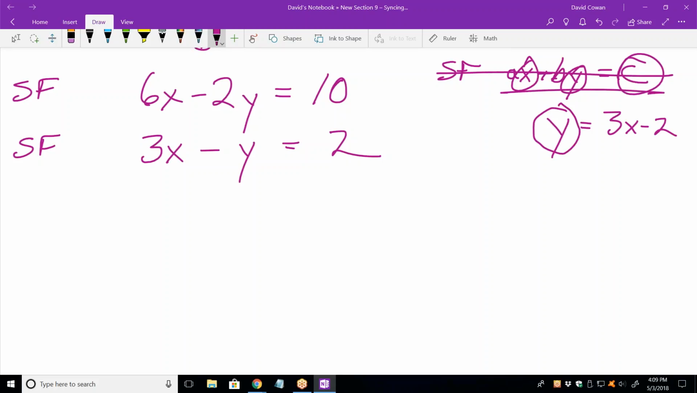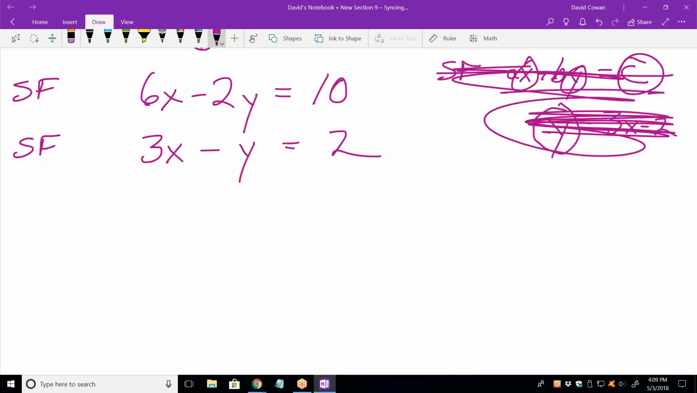Now, substitution makes more sense. So it depends entirely on how they give you the equations. So we're going to use elimination. How are we going to eliminate a variable? By finding a number that both can be. Tell me what the next step is. You don't need to describe it, just tell me what to do.